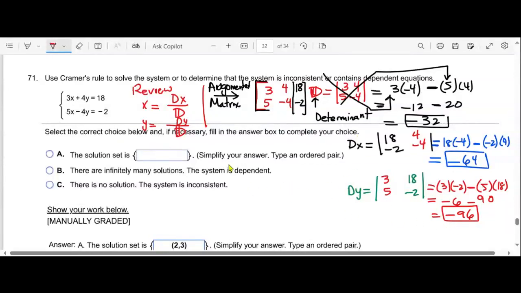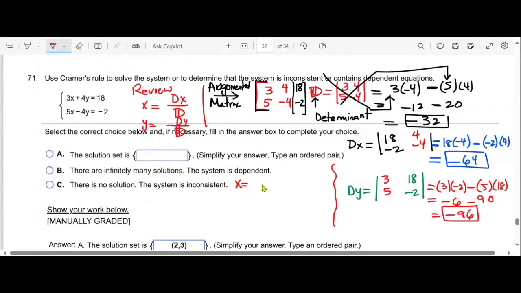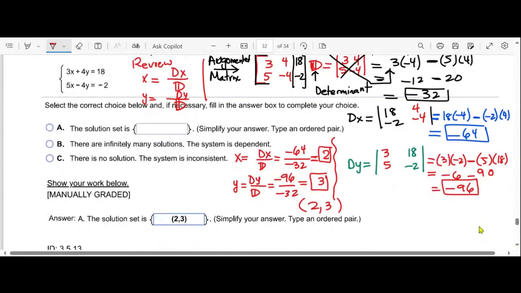So now we are almost done. Final step, we need to find how much is x. x equals dx over Big Daddy. How much is dx? Minus 64. How much is Big Daddy? So what's the answer? 2. So x is 2. Now, what about y? How can I get y? dy over Big Daddy. How much? 3. Final answer 3. So your solution is going to be 2 and 3. If you understand, raise your hand.